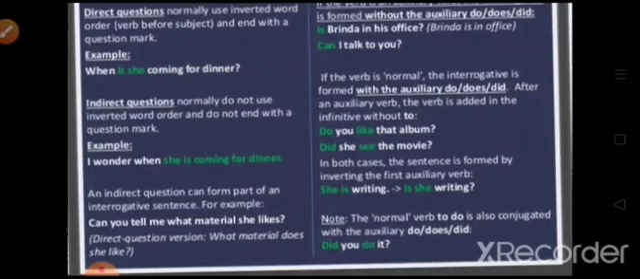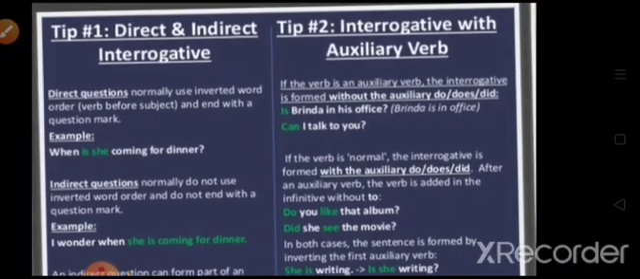An indirect question can form part of an interrogative sentence. For example, you can tell me what material she likes. Now this is the direct question version: what material does she like?